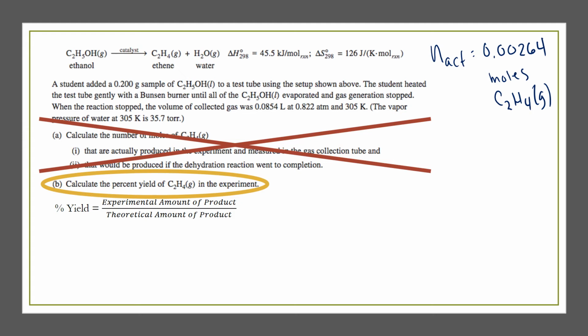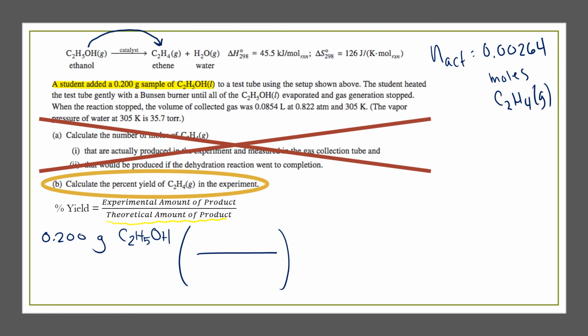Well, how do we do that? We're going to look at the information that they gave us. A student added 0.200 grams of ethanol, C2H5OH, to a test tube. Remember, the theoretical amount of product here is based off of the limiting reagent. And since there's only one reagent, it has to be the limiting reagent. So we've got 0.200 grams of ethanol, C2H5OH. I'm going to want to convert that into moles. That way I can go from moles of ethanol to moles of ethene.